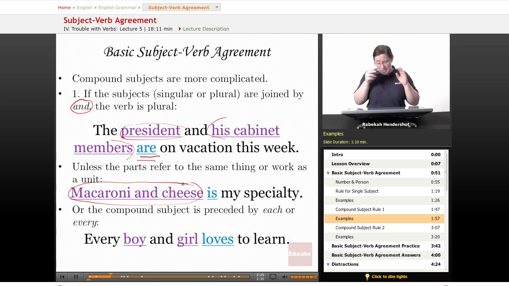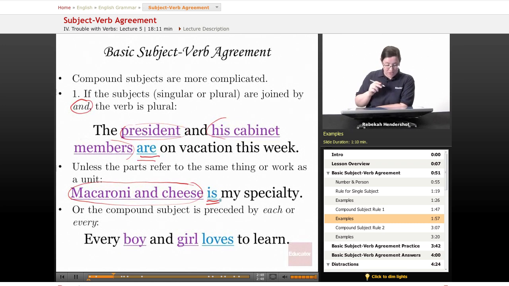for most people, when you say macaroni and cheese, you're talking about one single gloppy, glorious mess of pasta and cheese mixed together in your bowl. Particularly in American English, we say this almost as one word, macaroni and cheese. They're never separated. So we treat it as singular and we use the singular verb is.